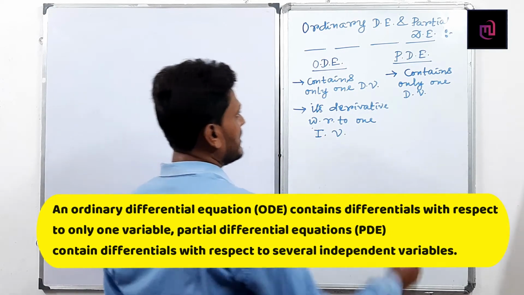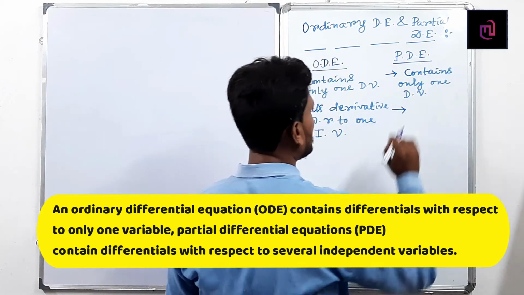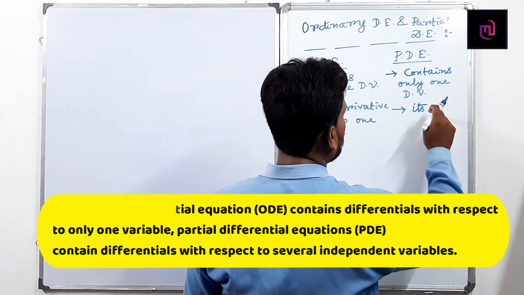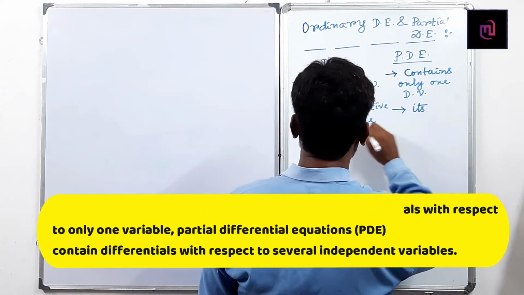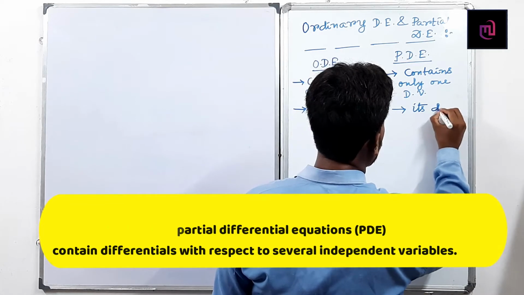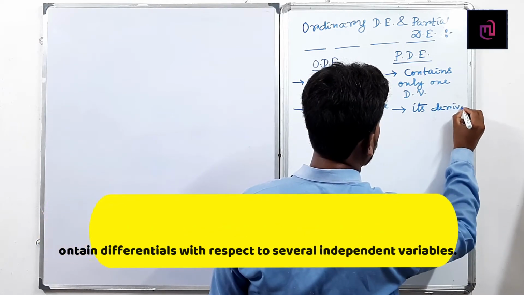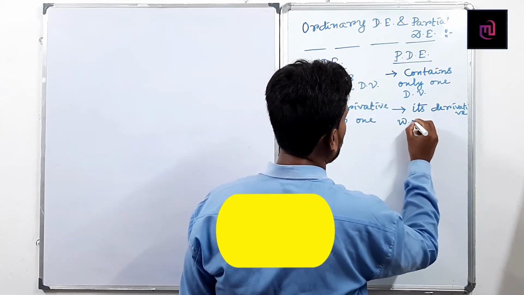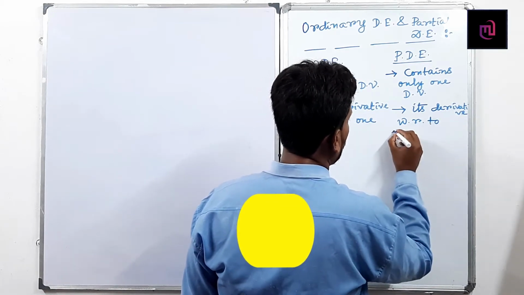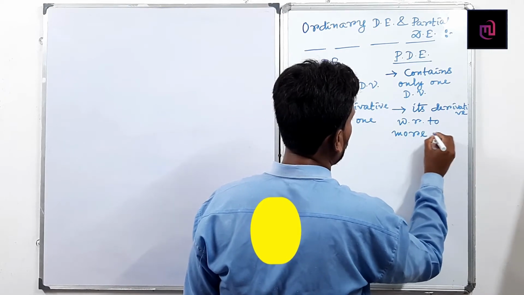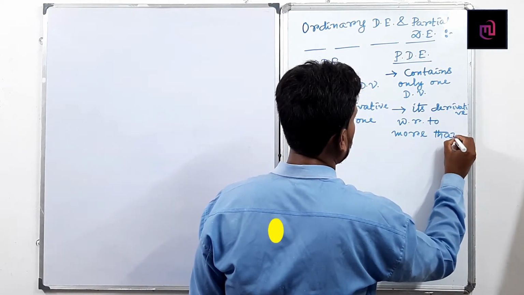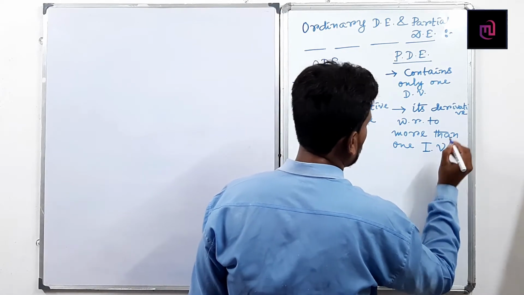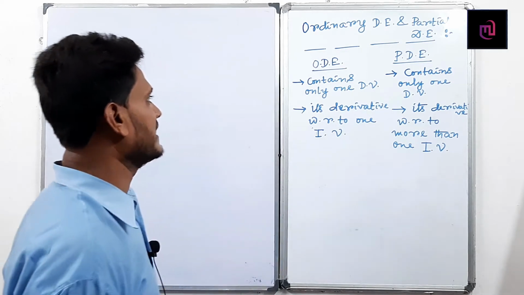But in the partial case, its derivative, that means the derivative of the dependent variable, is with respect to more than one independent variable. If I take one example in both cases, then it is clear.